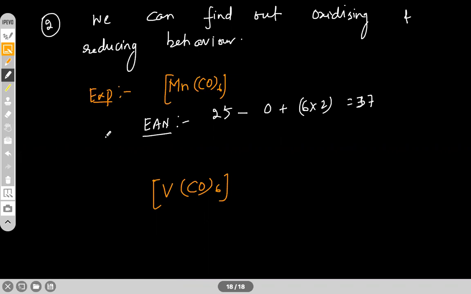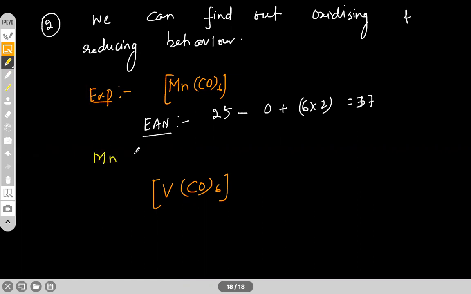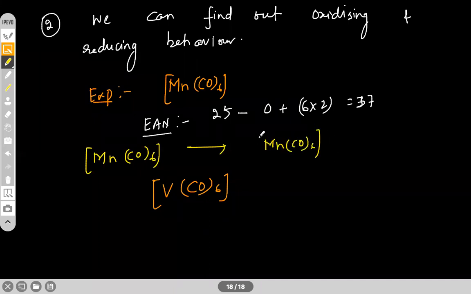That's why this Mn(CO)6 has a tendency to lose an electron and converts into Mn(CO)6 plus one electron. This one has 37 electrons, so this one will have 36 electrons, and hence it is getting oxidized. It is behaving as a reducing agent.